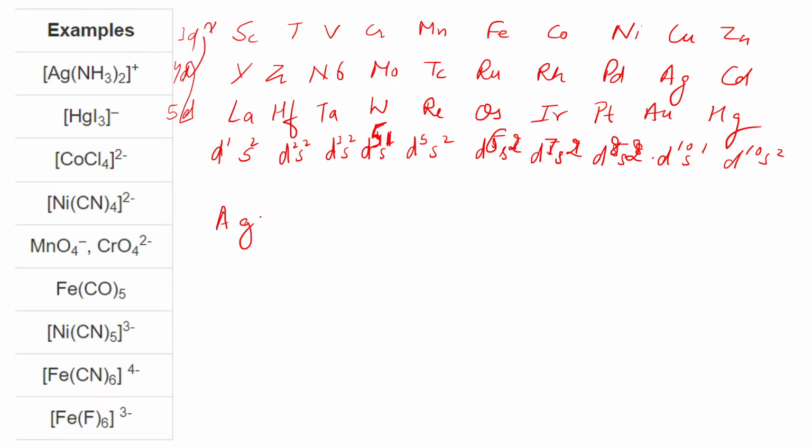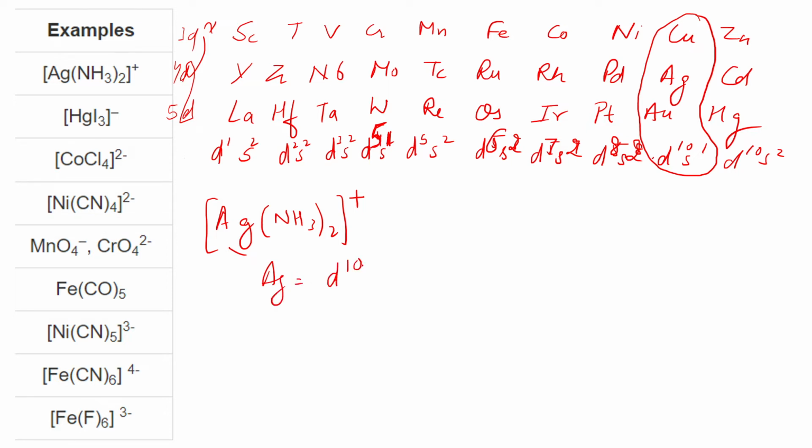Starting with the silver ammonia complex. Where is silver? Silver is under copper. For silver, the electronic configuration is d10 s1. Find out the oxidation state: x plus 2 into the charge on ammonia, 0, equals plus 1. So the oxidation state is plus 1. Silver with one positive charge will have a configuration of d10.